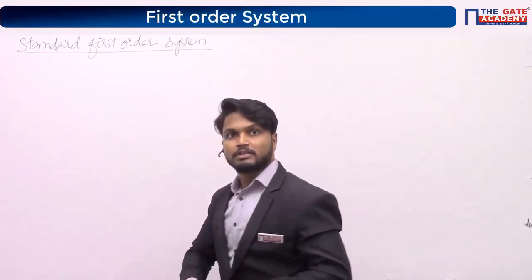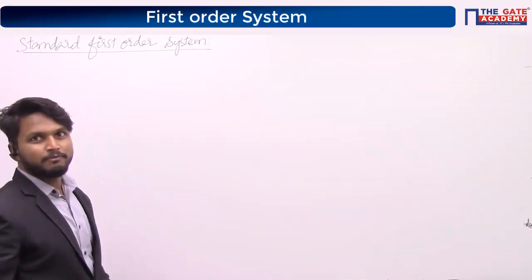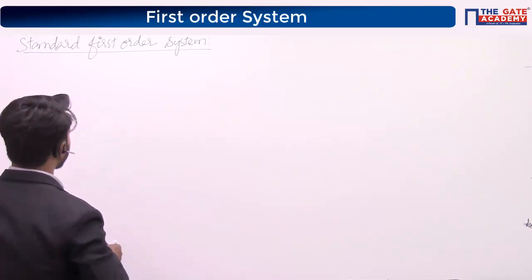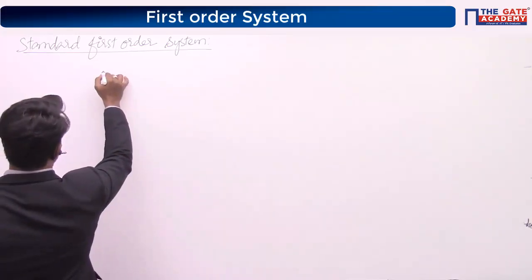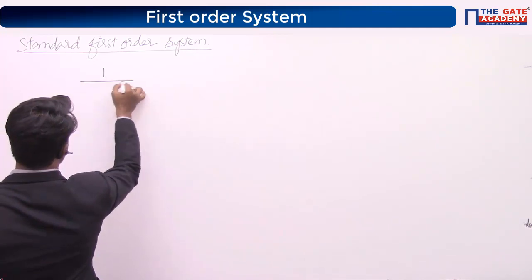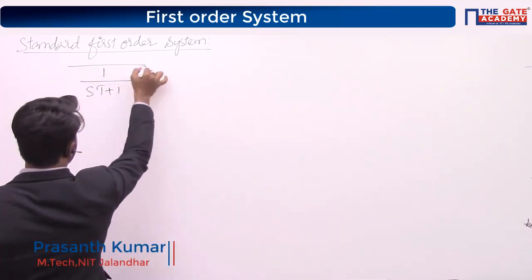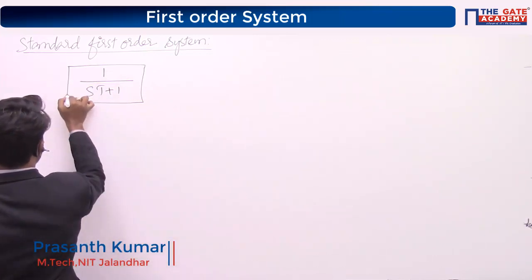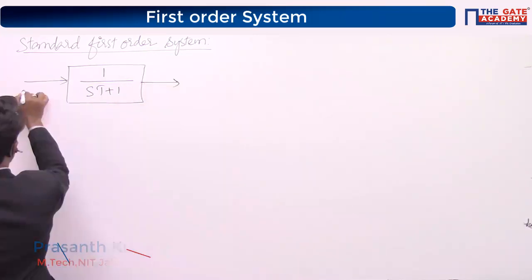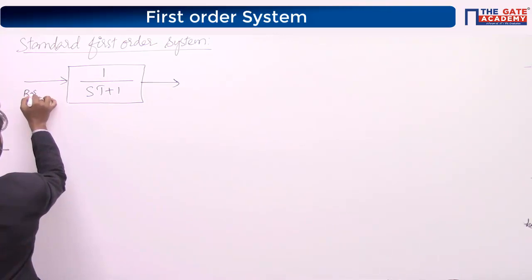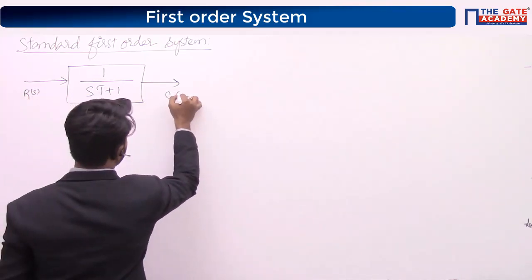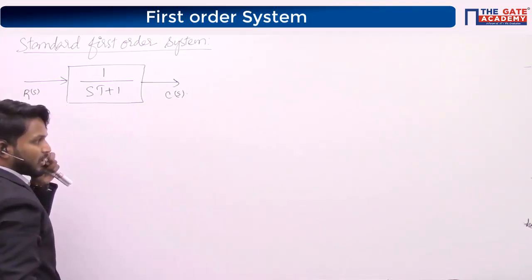Standard first order system. I'll show what the standard first order system is here. It is 1 divided by sT plus 1. This is what is called a standard first order system, right? R of s is your input and C of s is your output, right?